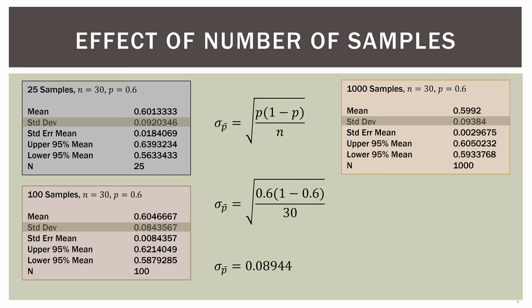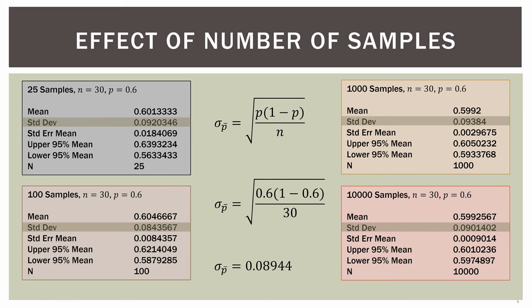Now what about 1,000 samples? We have 1,000 grad students go out and each survey 30 students. Here again, our mean is 0.5992, and our standard deviation, or standard error of the sampling distribution, is 0.09384. Again, it's pretty close to what we'd expect. So what about 10,000 samples? 10,000 grad students go out and sample 30 students. Now our mean is 0.599 again, and our standard deviation of the sampling distribution is 0.0901. Again, very close to what we'd expect.